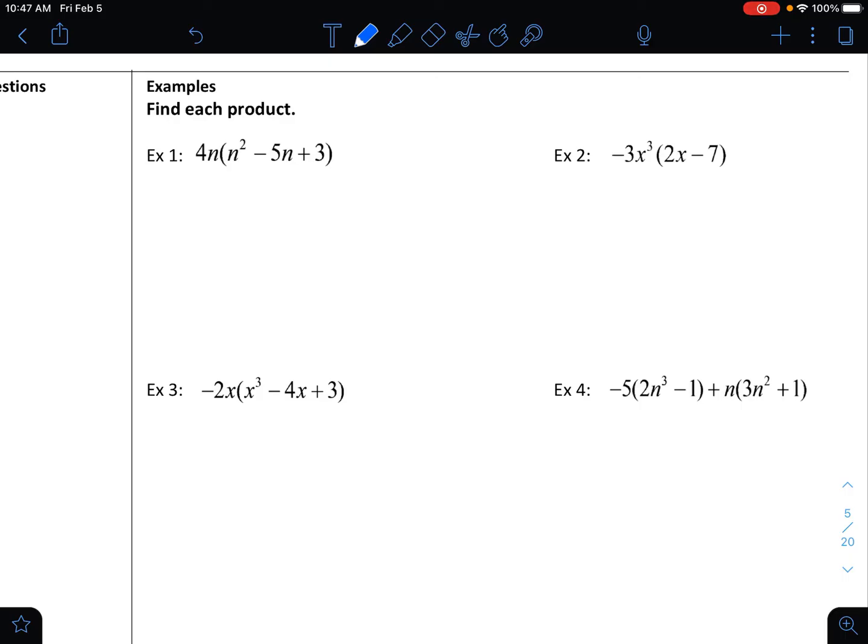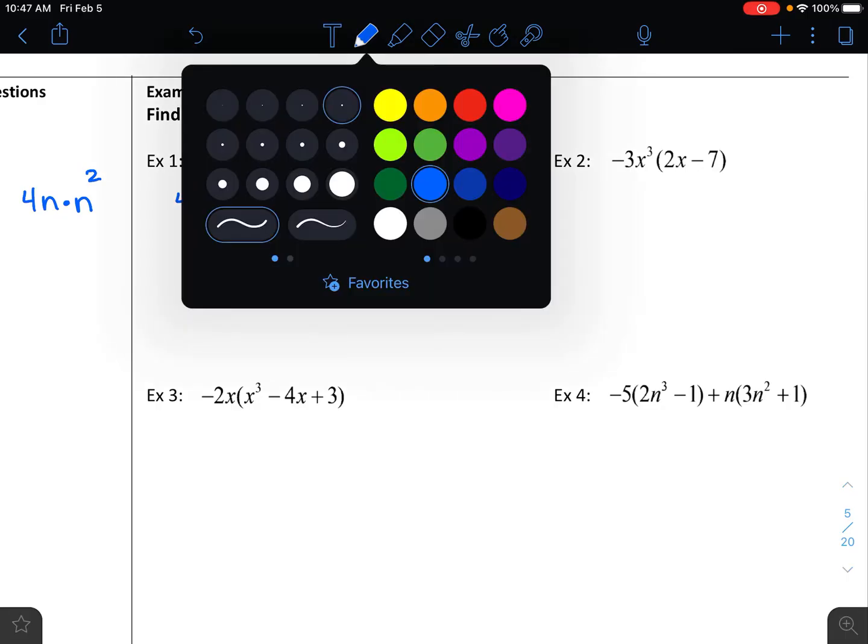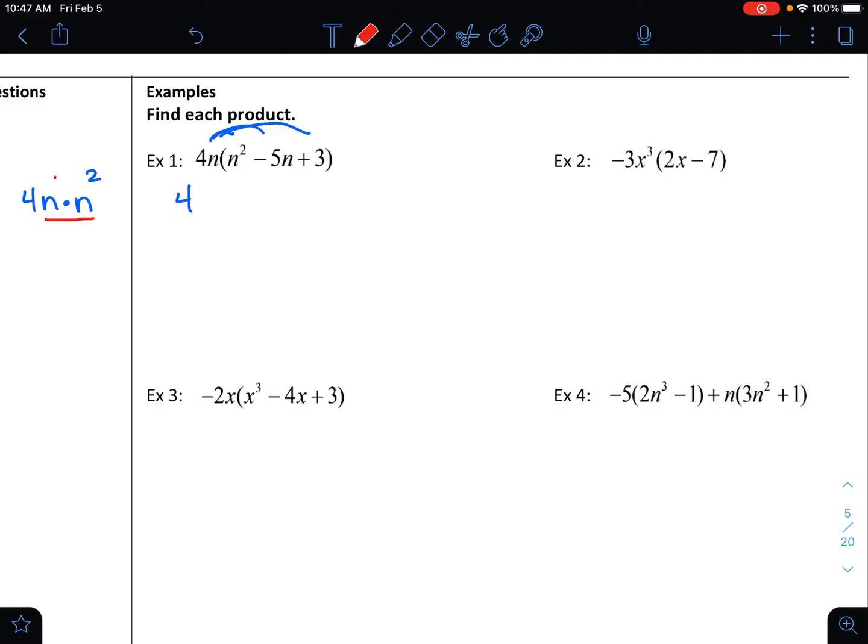So number 1, we've got 4n times n squared minus 5n plus 3. So I am going to distribute into my parentheses. So what I need you to see here is when I do 4n, I'm going to write the first one over in the margin. So I'm going to do 4n times n squared. So when I've got the 4, all right, but I need to recognize that when I multiply the n times the n squared, this is going back to our exponent rules. So I have the same base, so I'm simply going to add the powers. So I am going to have 4n to the third.